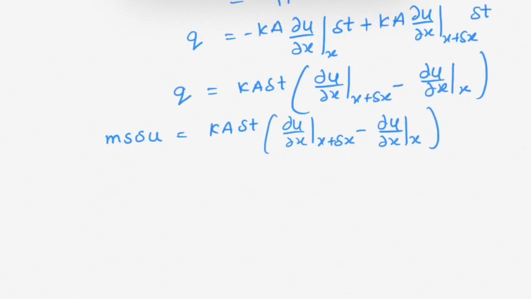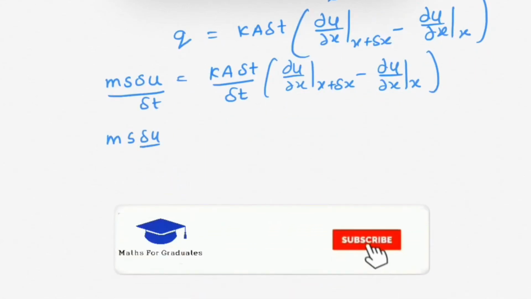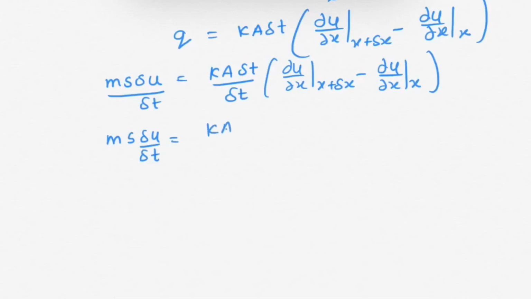Now dividing by delta T on both sides, we are left with m s del U over del T equals K A, the delta T cancels out, and in the bracket we have del U over del X at point X plus delta X minus del U over del X at point X.